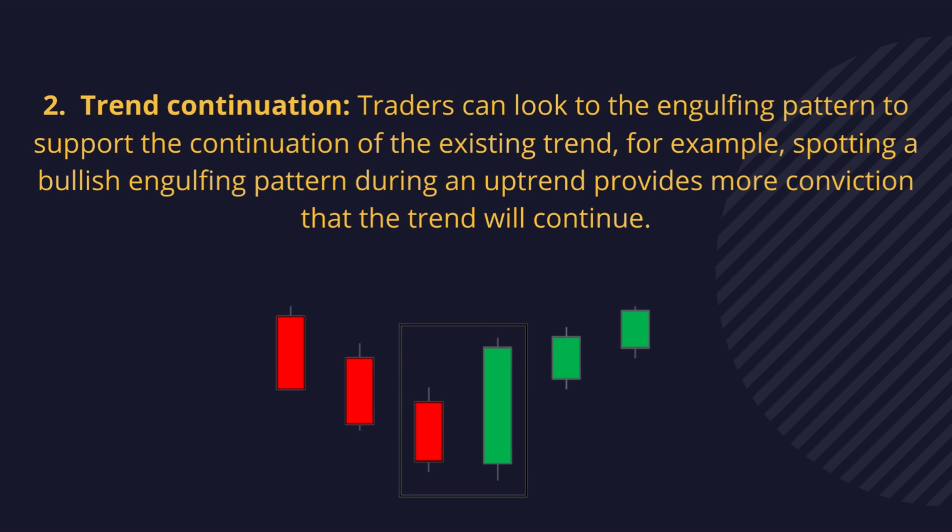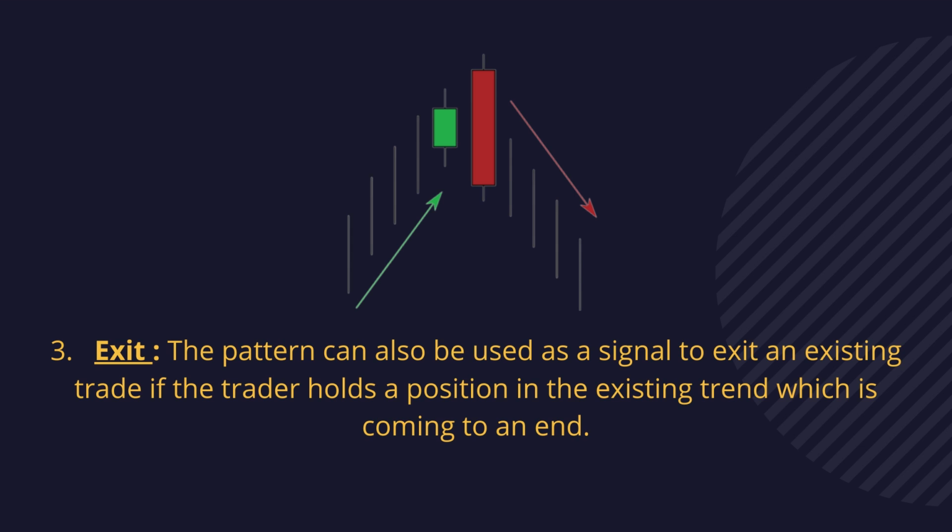2. Trend continuation. Traders can look to the engulfing pattern to support the continuation of the existing trend. For example, spotting a bullish engulfing pattern during an uptrend provides more conviction that the trend will continue. 3. Exit. The pattern can also be used as a signal to exit an existing trade if the trader holds a position in the existing trend which is coming to an end.